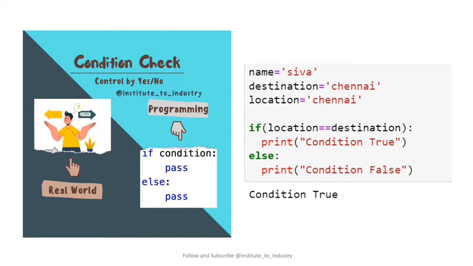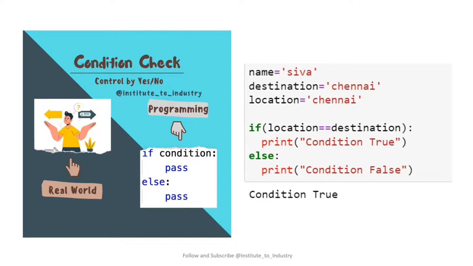For that, we have something called conditional check statements. We have if else conditions and switch conditions, and multiple checklist conditions like if elif. Basically, in the real world, we are trying to make decisions.